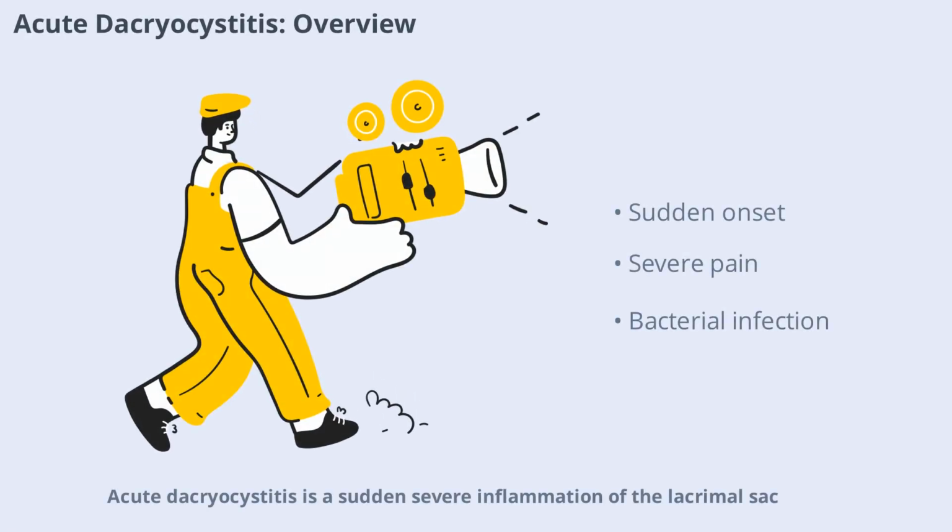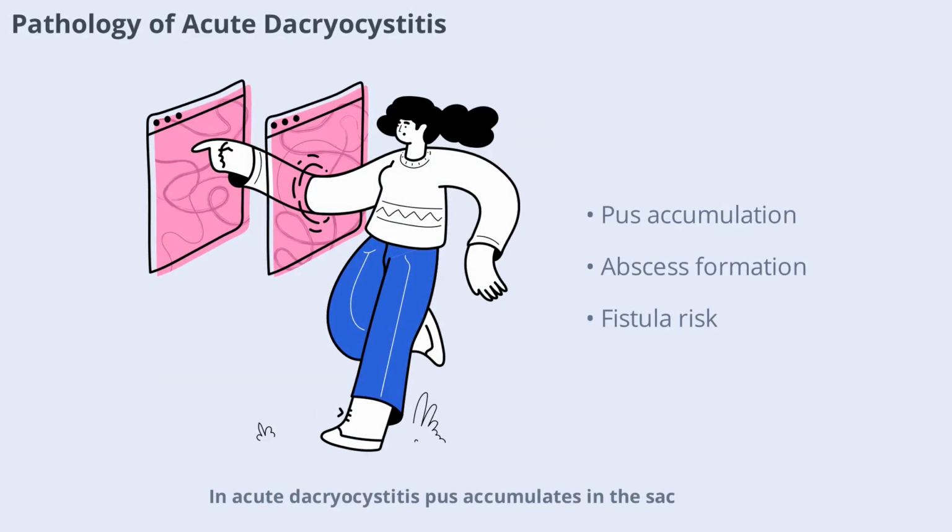Acute dacryocystitis is a sudden, severe inflammation of the lacrimal sac, usually secondary to chronic dacryocystitis. It is characterized by intense pain, swelling, redness, and tenderness over the sac area. The condition often results from superimposed infection by bacteria such as Streptococcus, Pneumococcus, or Staphylococcus. In acute dacryocystitis, pus accumulates in the sac, causing the interior wall to burst and spread inflammation to surrounding tissues.